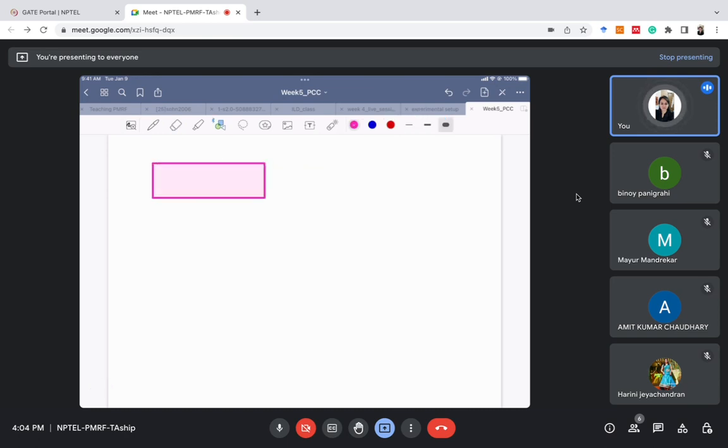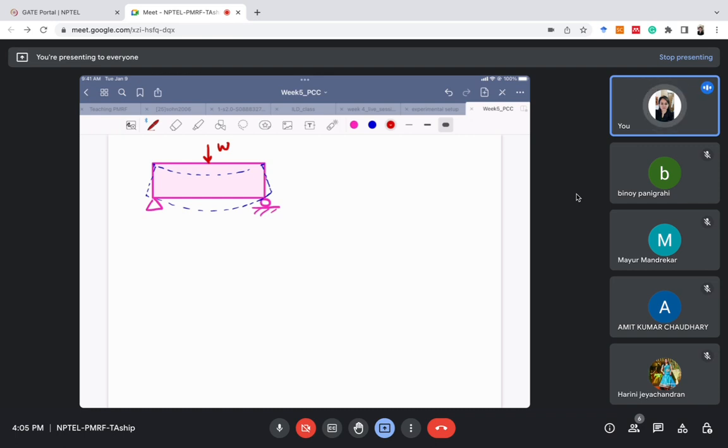Suppose this is a plain concrete beam, a simply supported plain concrete beam. If we apply any load W on this beam, how will this beam deflect? The probable deflected shape of this beam will be like this. It will deflect somewhat like this. This is a simple plain concrete beam with no reinforcement at all.